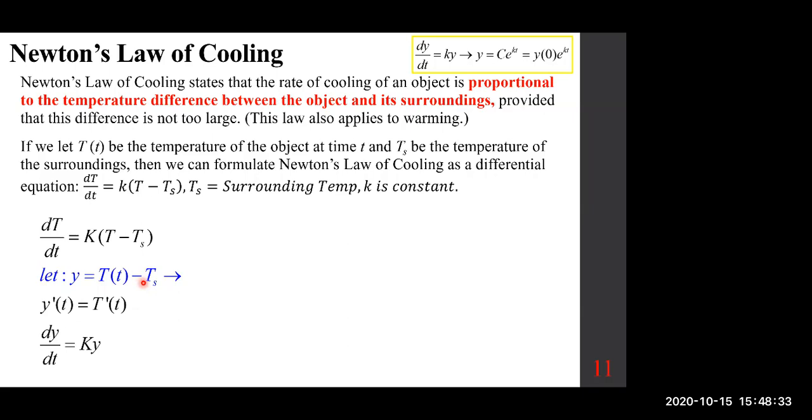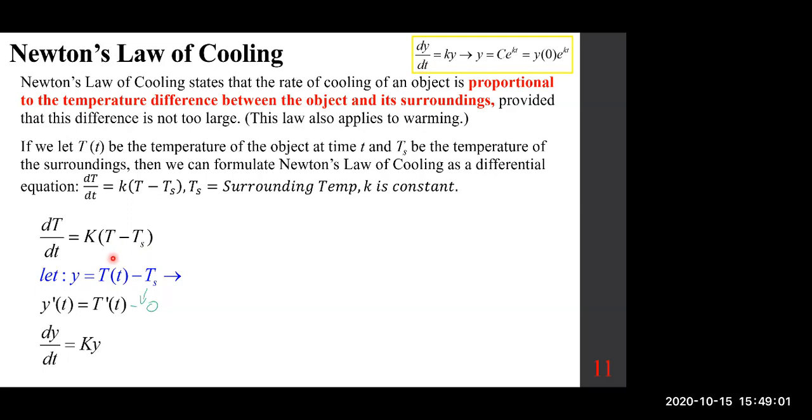So y prime is T prime of t minus 0. You can think of this as minus 0, okay, which we don't write. So dy/dt is ky, the same thing we had there. So what is y? T minus T sub s.